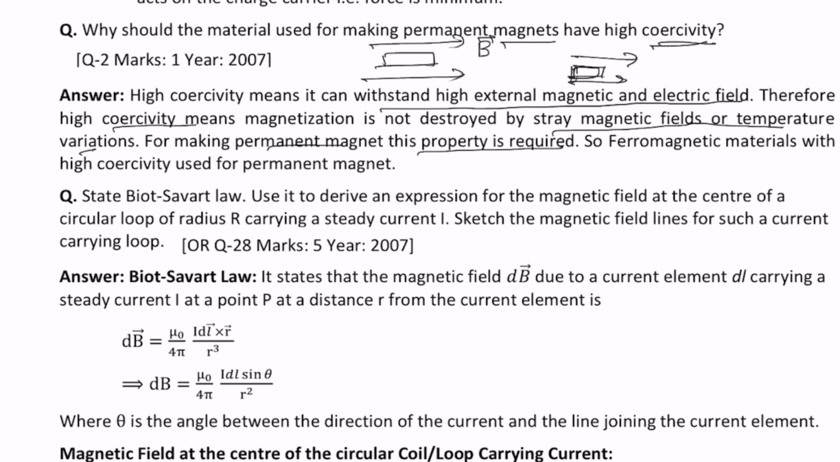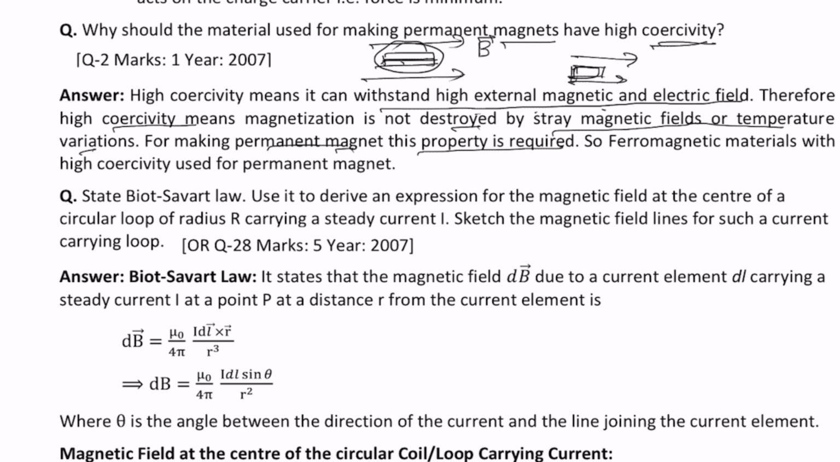Now after removal of this external magnetic field, if this bar magnet retains some magnetization, then we say that the magnetization developed is more, correct? High coercivity means it can withstand a high external magnetic and electric field. It is required. High coercivity means magnetization is not destroyed by stray magnetic fields or temperature. For permanent magnet making, these two properties must be present, correct?